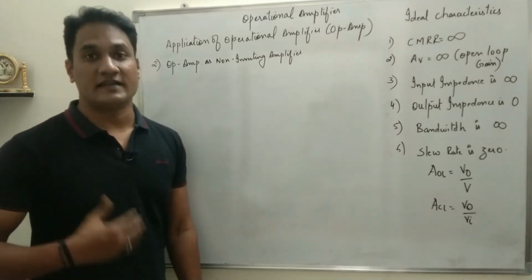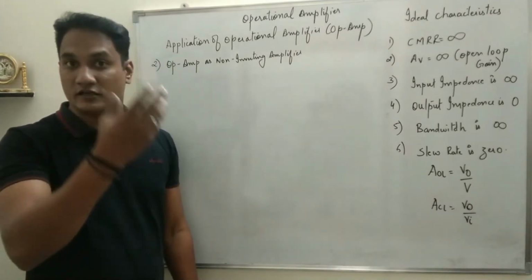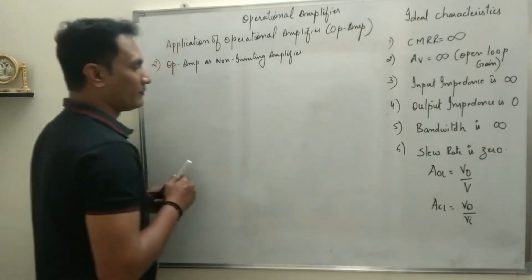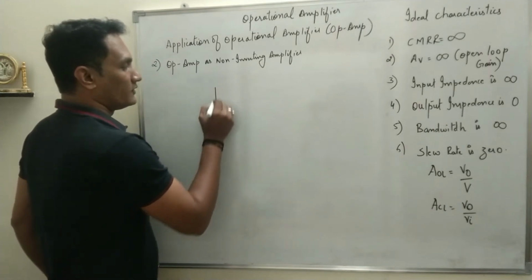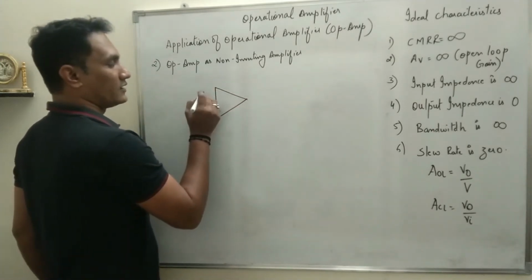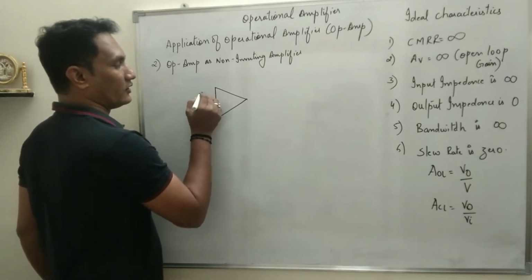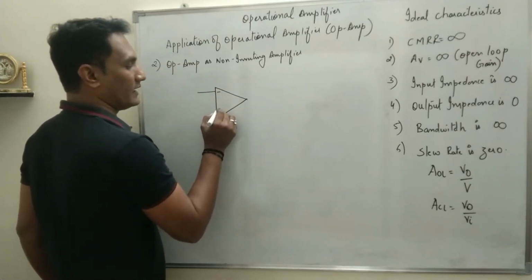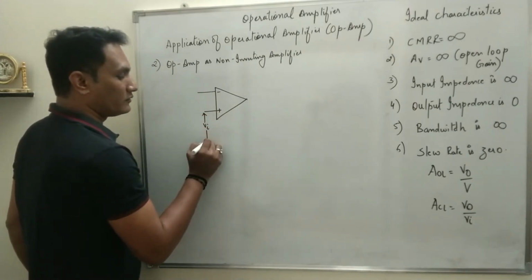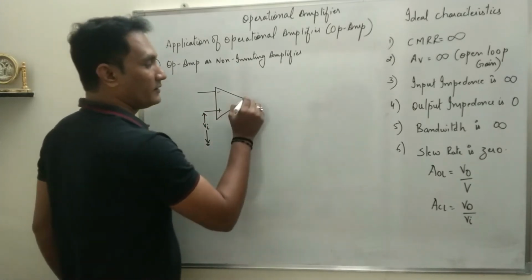Again you have to design the circuit taking a clue from the name, non-inverting amplifier. So when you draw an op-amp circuit, there are 2 terminals, inverting and non-inverting. In this case we will apply input to the non-inverting terminal.